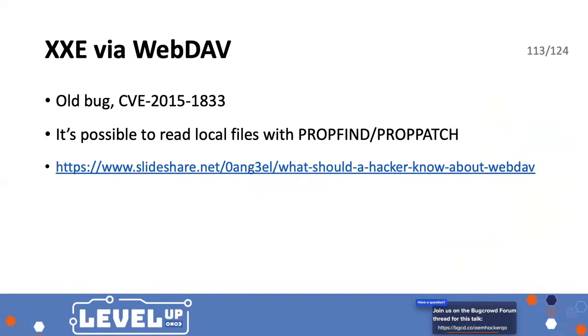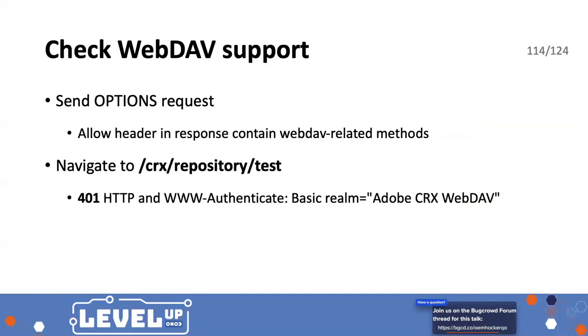Another thing is XXE, an XML external entity vulnerability in the WebDAV implementation that I discovered back in 2015. You can exploit it using the PROPFIND/PROPPATCH technique. You can quickly spot if WebDAV is enabled by sending an OPTIONS request or making a GET request to the /crx/repository path.